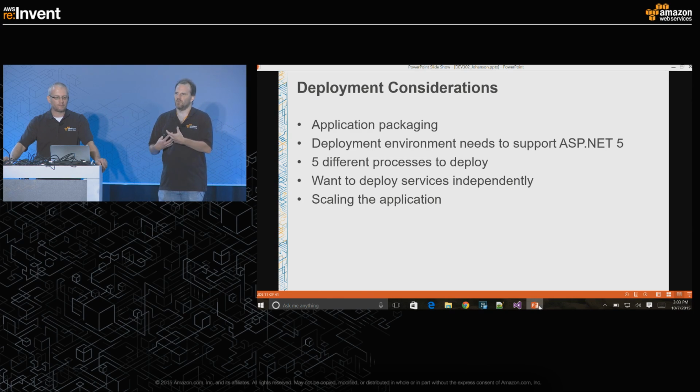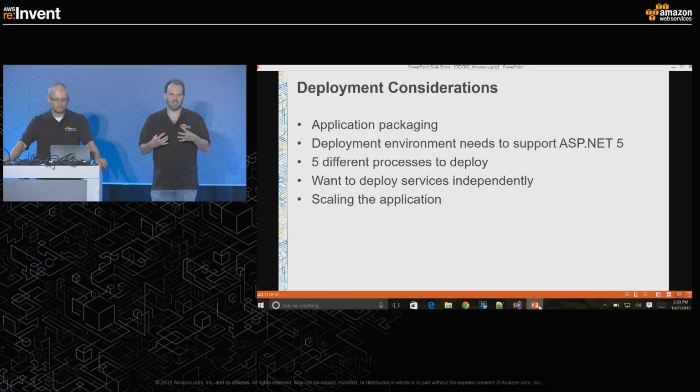And then what environment we deploy to, we need to make sure it actually supports ASP.NET 5. Because ASP.NET 5 is brand new, and it's getting new updates all the time, and our Windows AMIs are not going to have it on there. So how do we make sure that it's going to be there? And that's where we're going to take advantage of the fact that we can bundle our runtime with our application.